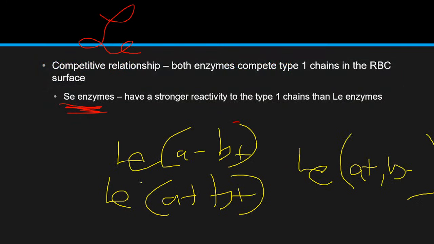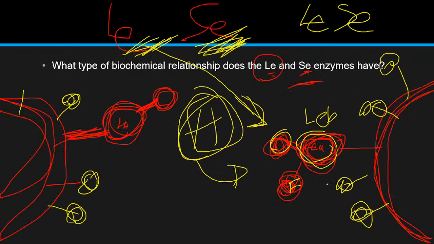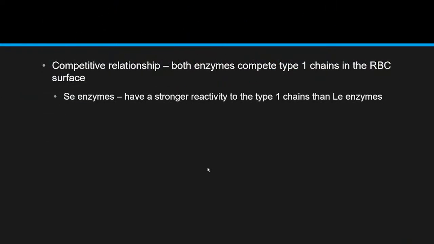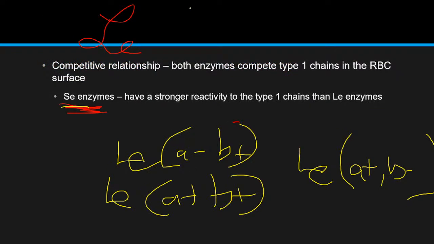Sorry, nadulas. Alright, so, because of that, knowing the competitiveness, knowing the structures that you're going to have, and knowing the knowledge of expressions, please tell me the blood group of your patient if you inherit LE and capital SE. Anybody? You can guess, don't worry.